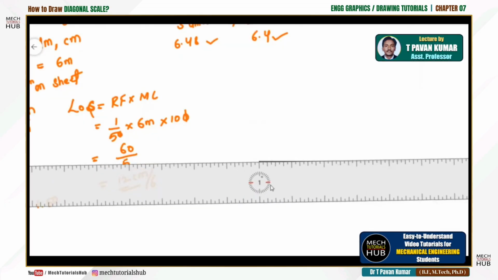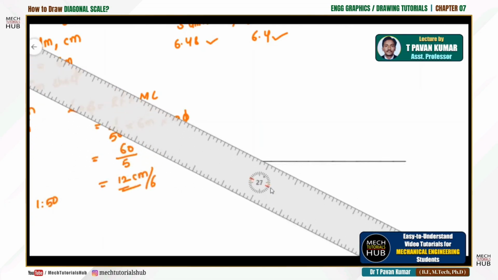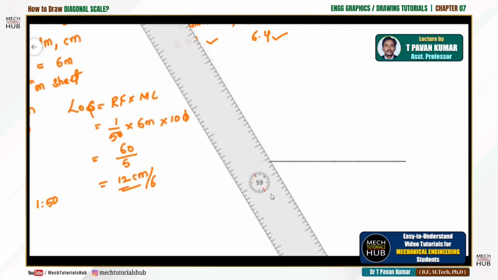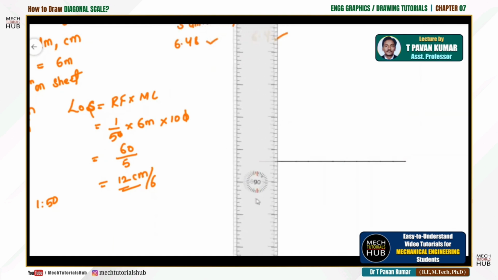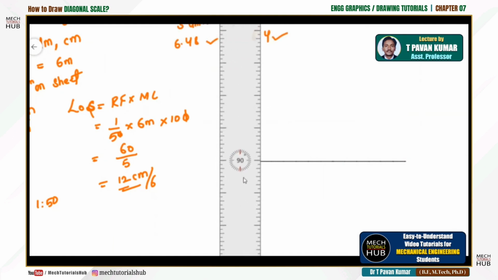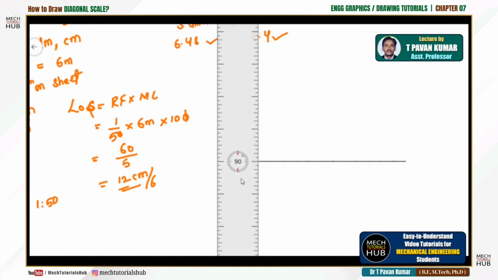Now I have considered 12 centimeters. Every 3 divisions I have considered as 1 centimeter. Just to make you understand, every 3 divisions I have considered as 1 centimeter. Accordingly, now I am considering one vertical line, aligning with 0, and drawing a vertical.